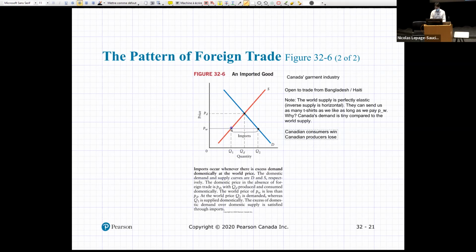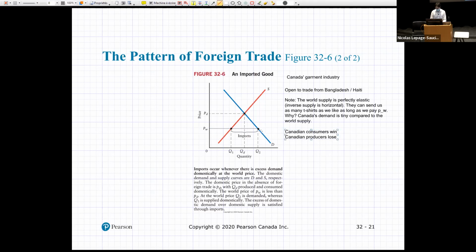Well, because for a quantity lower than Q1, say at this quantity, then look at the world price, it would still be PW. And since the quantity is so small, it turns out that the marginal cost for a Canadian firm would be even lower than PW. So they would be able to provide some quantity. It's just that their marginal cost is going up, so at some point it becomes too costly for them to produce.